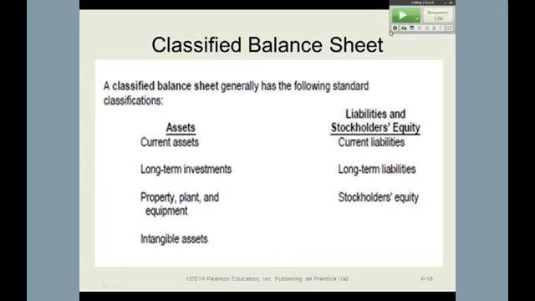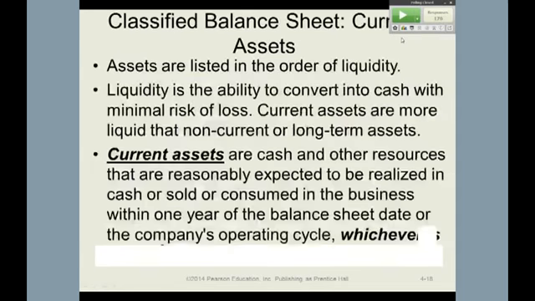Okay. All right. Now, when we get back to this concept, remember that we've got the notion of liquidity. So that's why assets are listed in the order of liquidity. And liquidity is the ability to convert an asset into cash with minimal risk of loss. Current assets, of course, are more liquid than the non-current assets.